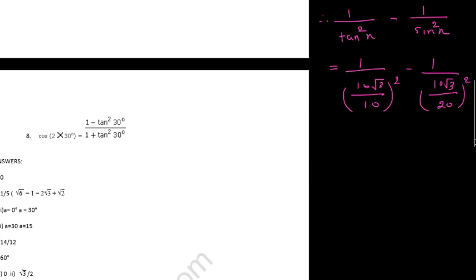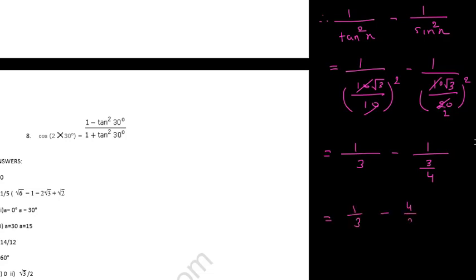So this is equal to 1 upon, here this 10 and 10 will cancel, and root 3 square is 3, minus 1 upon, here this 10 and this 20 will cancel, here I will have 1 upon 2. So when I square, I will get 3 upon 4. So this is written as 1 upon 3 minus 4 upon 3.